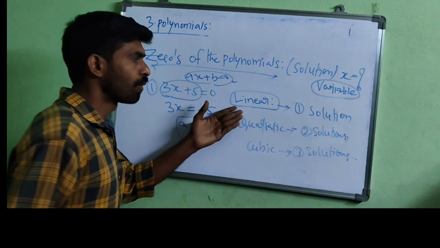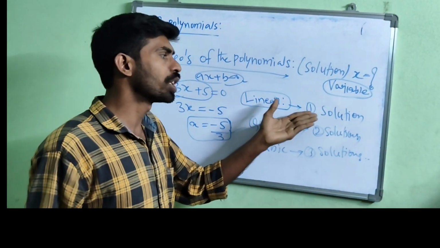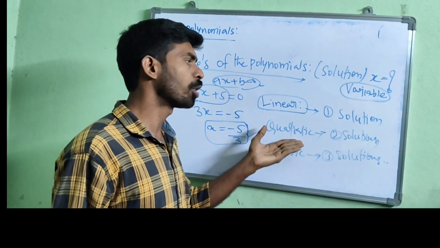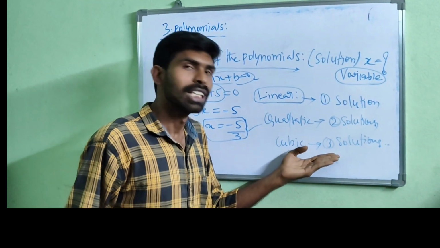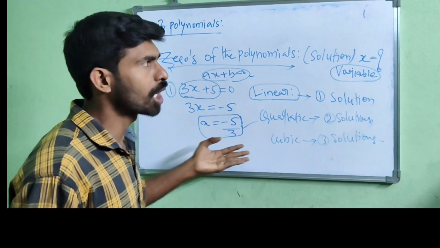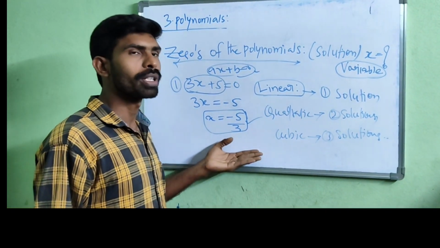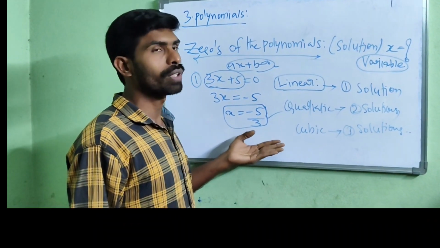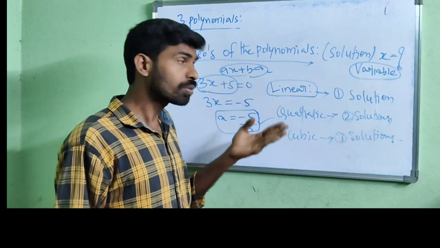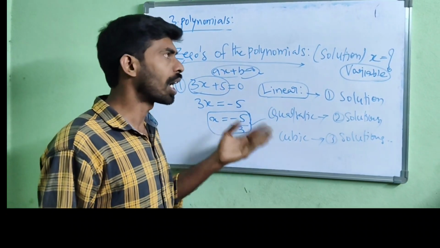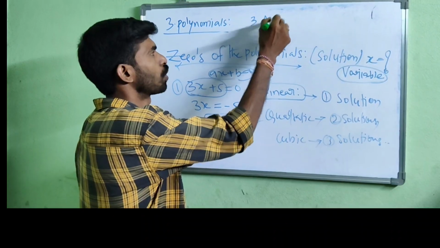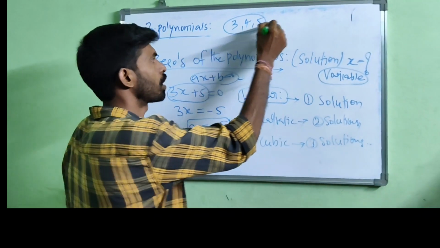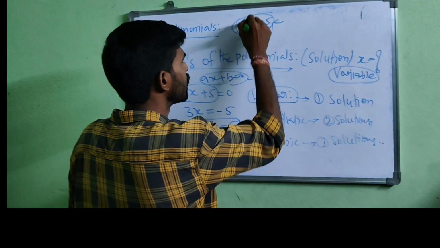For linear polynomials, there is only one solution. For a quadratic polynomial, there are 2 solutions. For a cubic polynomial, there are 3 solutions. Based on chapter 3, that is polynomials, it will be helpful for the 3rd, 4th and 5th chapters. These 3 chapters are the same concept. This is the introduction part.